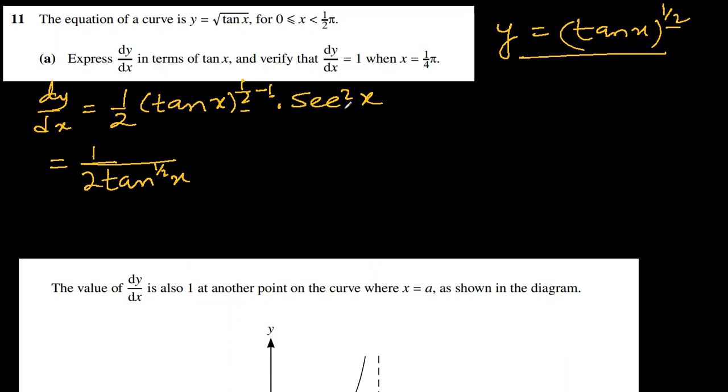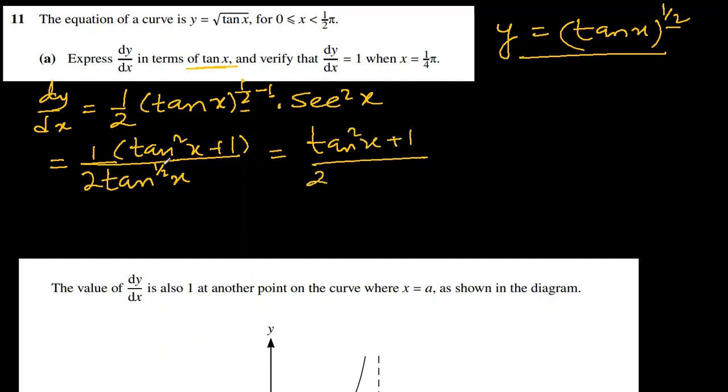Okay, as secant square x is equal to tan square x plus 1. Why did I change? Because they said in terms of tan x we want. So we want tan x and tan x. So it will be tan square x plus 1 over 2, and we can write this as square root tan x. Yeah, this half can become the square root of the whole of it, and this is what dy over dx is. Now the second part is that we have to verify if dy over dx equal to 1.